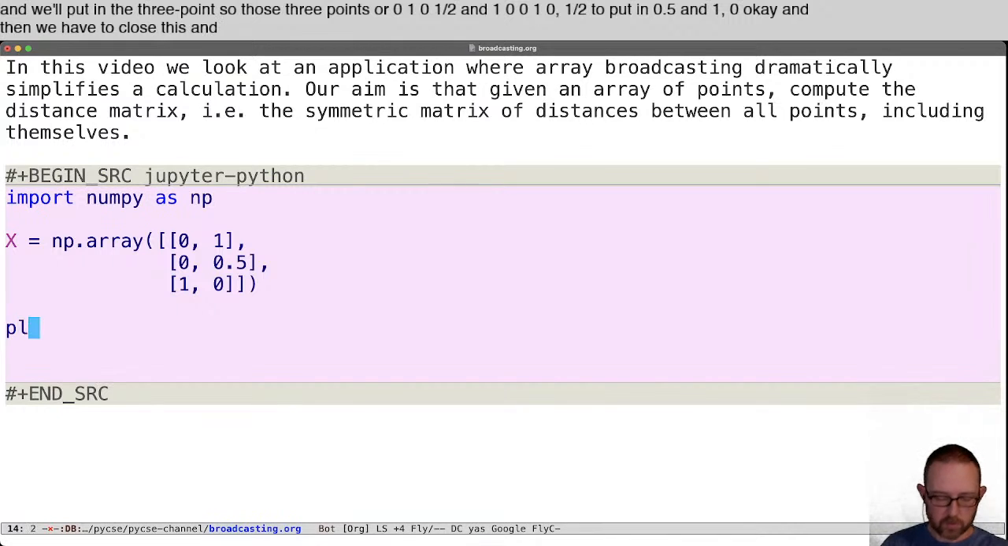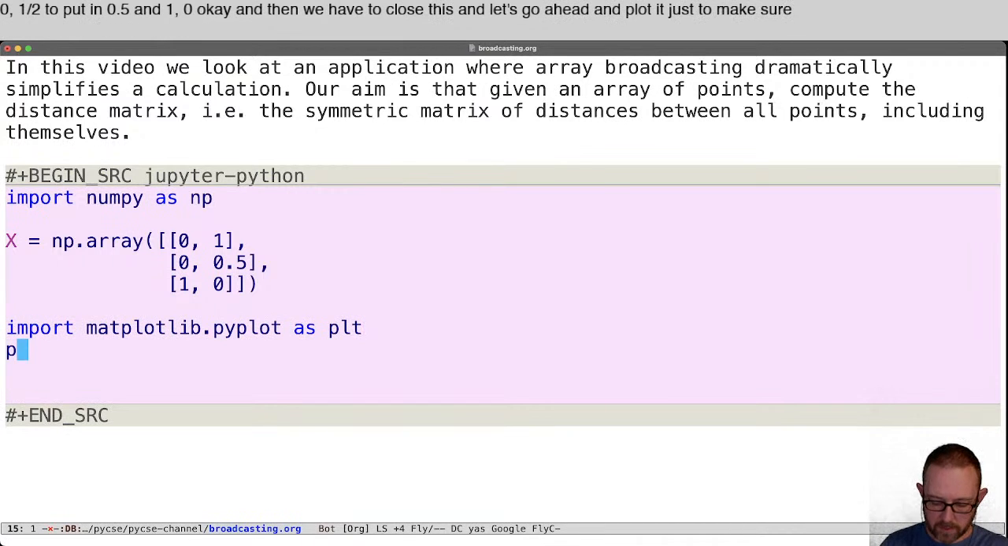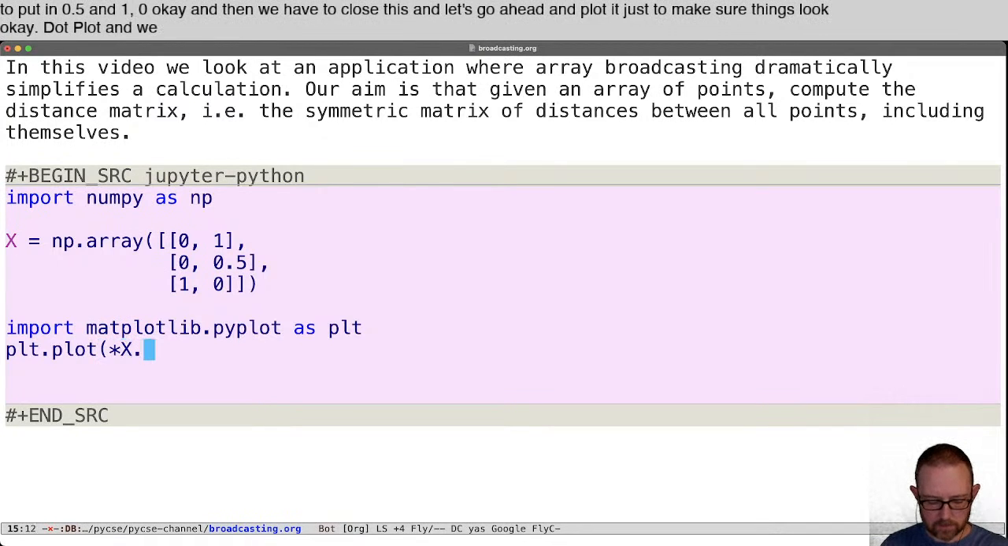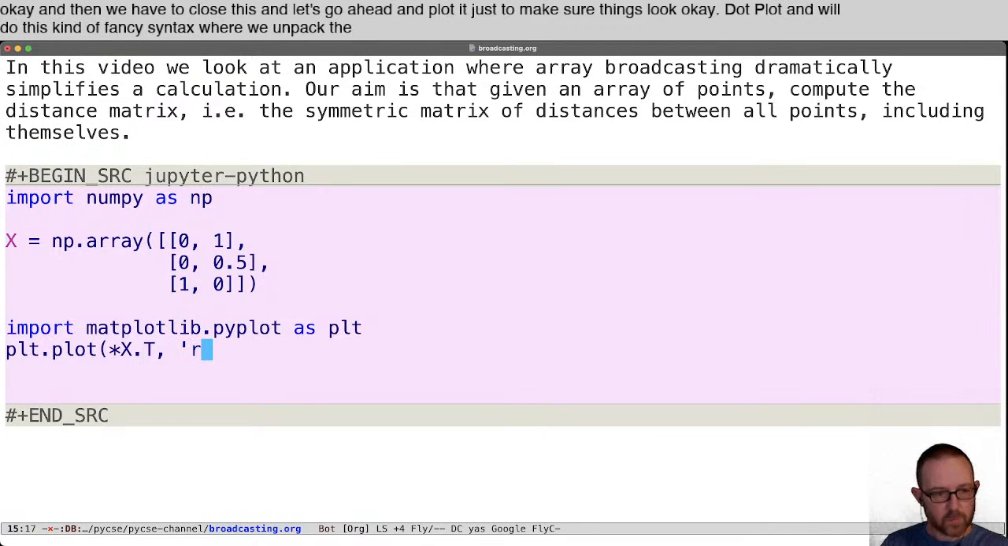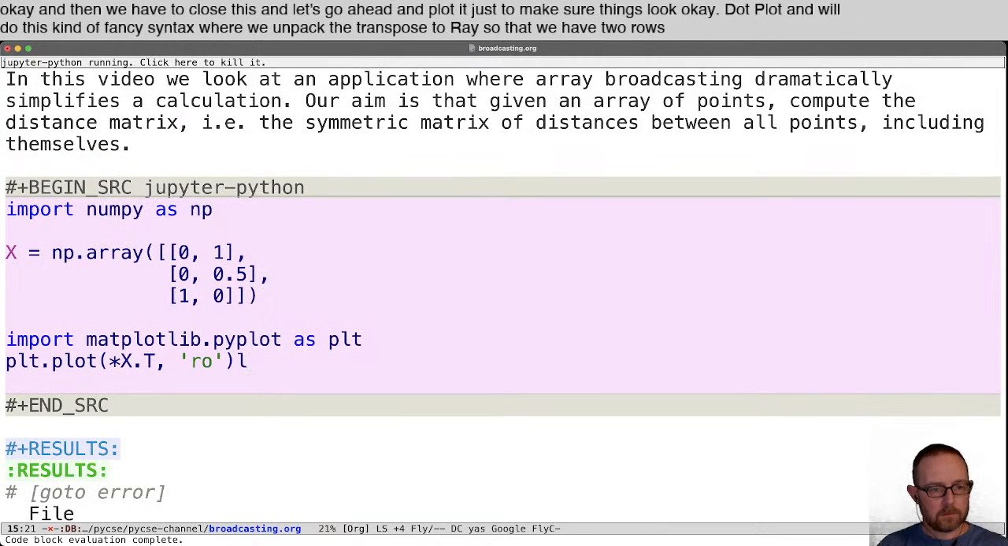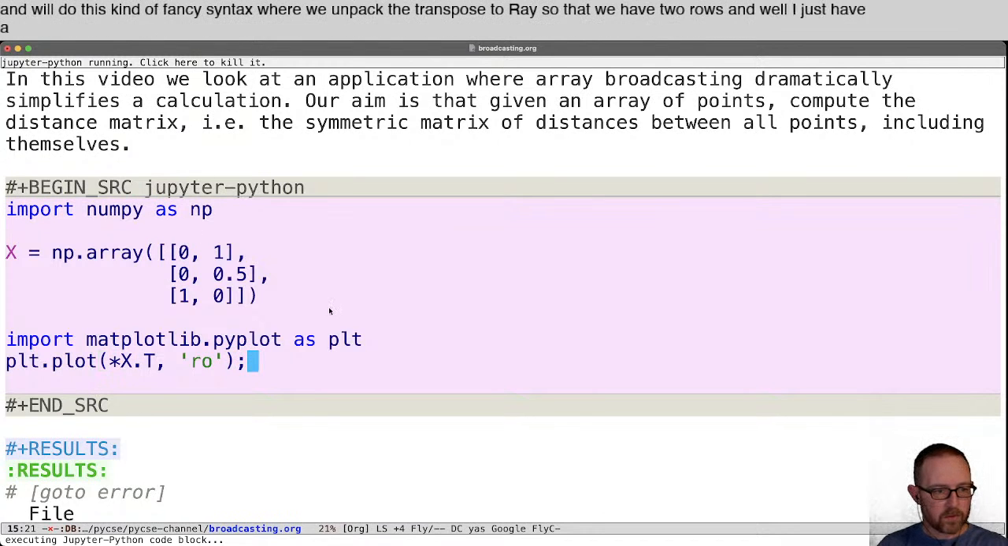And let's go ahead and plot it just to make sure things look okay. plt.plot, and we'll do this kind of fancy syntax where we unpack the transposed array so that we have 2 rows. And we'll just have a look and make sure that the plot looks like we expect.